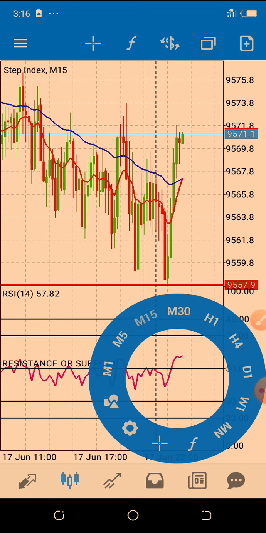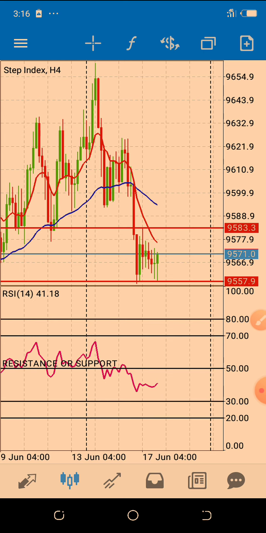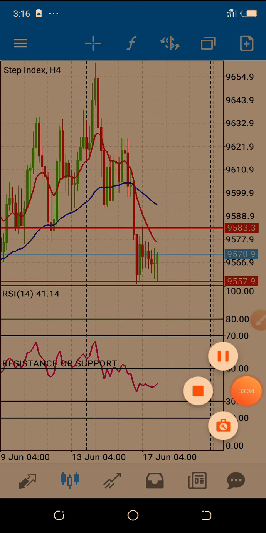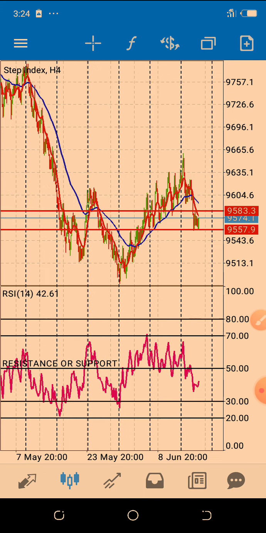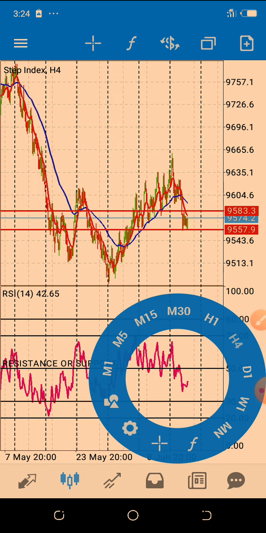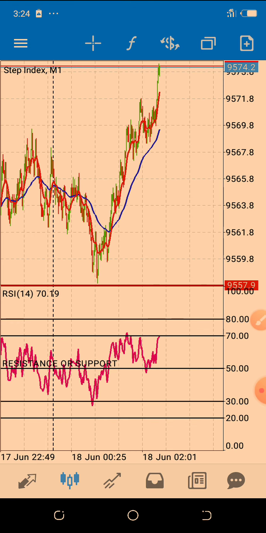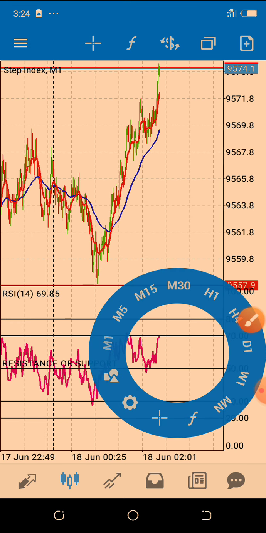The next thing I do is to go to my 4 hour. Okay, give me a minute. So the next thing, like I said, after I have done my daily high and low, I go down to my 4 hour chart. I zoom all in, and I get my horizontal lines to represent support areas.